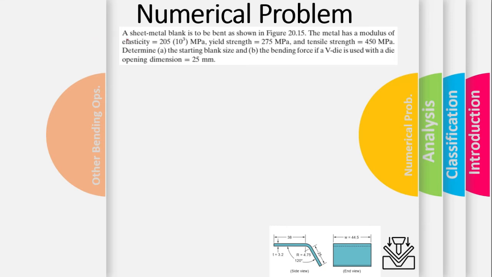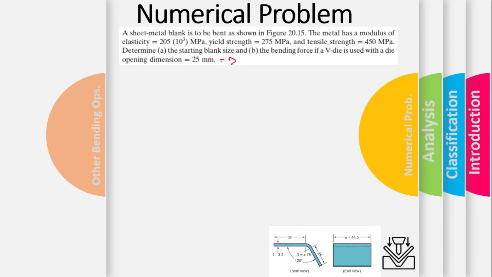So in this section we are performing the numerical problem. What it says: a sheet metal blank is to be bent as shown in the figure here. The metal has a modulus of elasticity equal to 205 × 10^3 megapascals, a yield strength of 275 megapascals, and a tensile strength of 450 megapascals. Determine the starting blank size, part A, and part B is determine the bending force if a V die is used with the die opening dimension of 25 millimeters. As we have just seen, the die opening dimension is D.